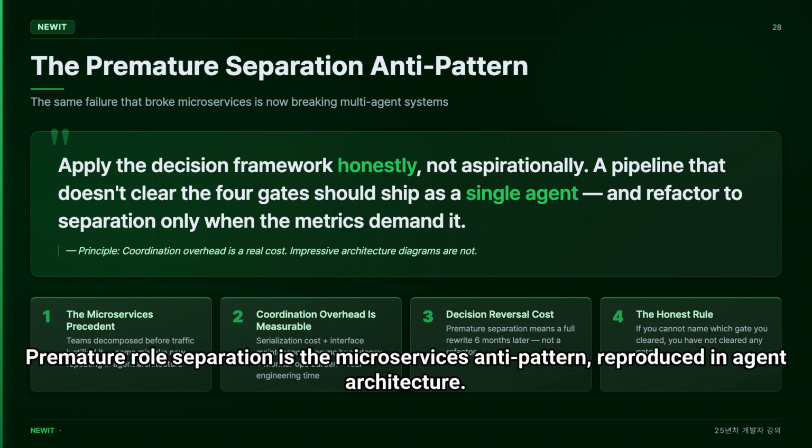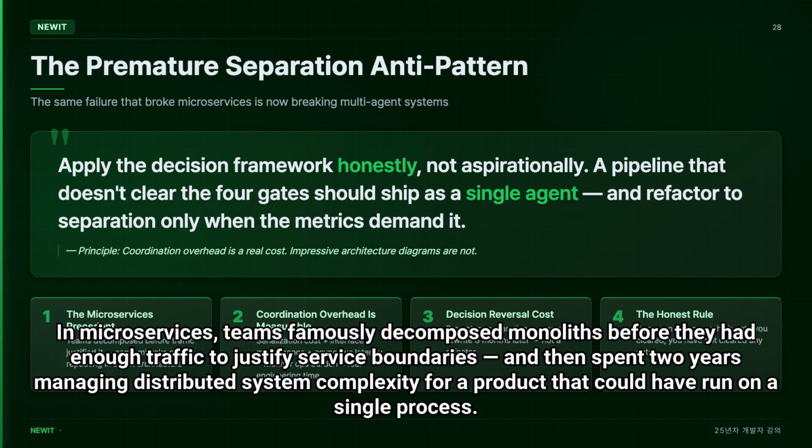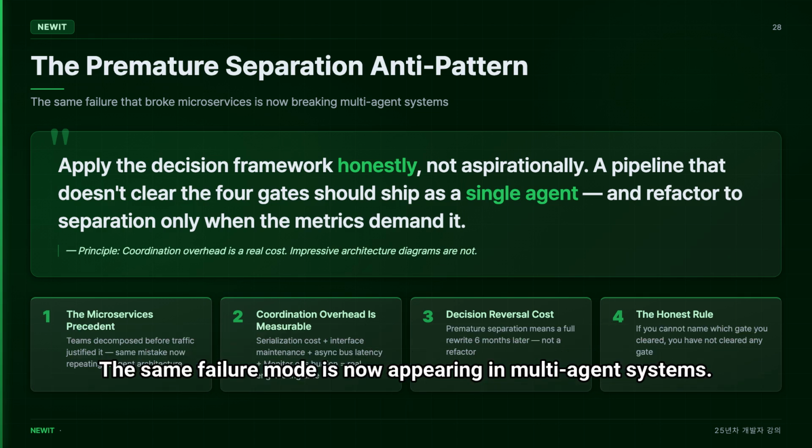Premature role separation is the microservices anti-pattern reproduced in agent architecture. In microservices, teams famously decomposed monoliths before they had enough traffic to justify service boundaries, and then spent 2 years managing distributed system complexity for a product that could have run on a single process. The same failure mode is now appearing in multi-agent systems.